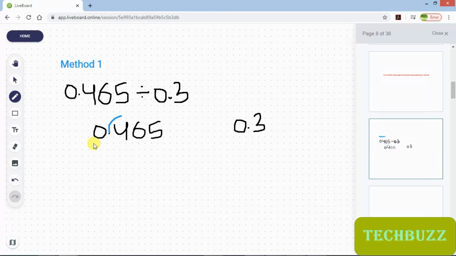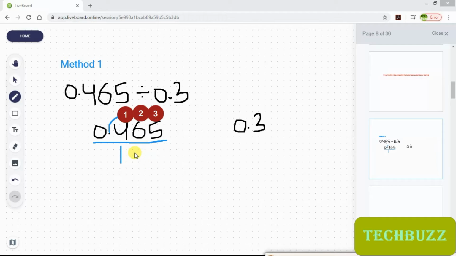Now what will be the effect on the denominator? As we all know, all numbers have 1 as a denominator. After removing the decimal, we count how many digits are there after the decimal. We find 3 digits after the decimal, so we will write 3 zeros after the 1, because 1 is everywhere as a denominator.